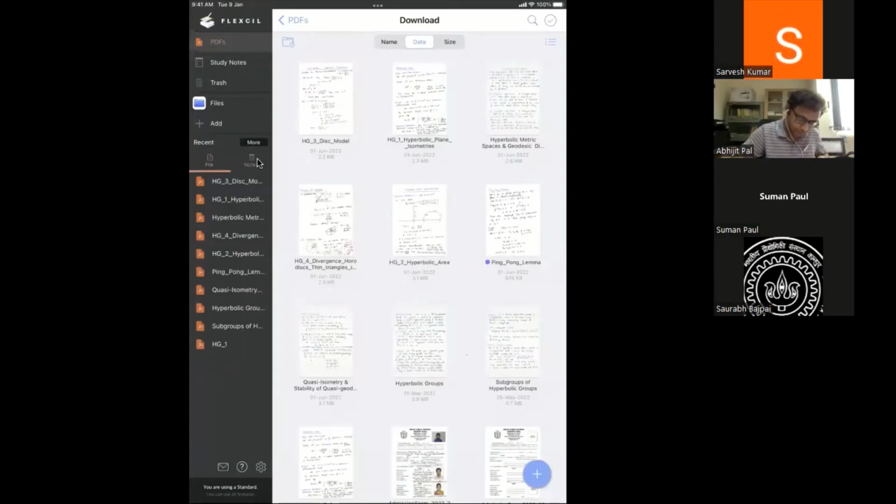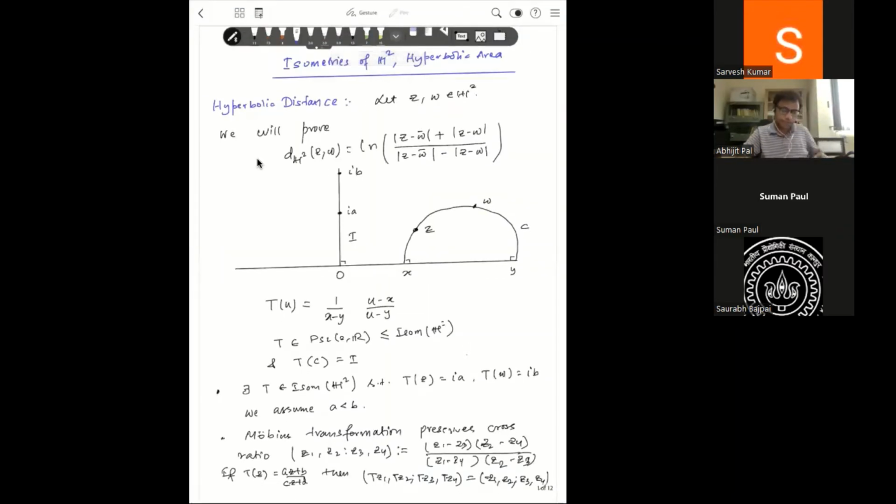Okay, so then let us move to this. I think I have stated this once in the overview, when I mentioned this distance function. So how do you get an explicit formula for this hyperbolic distance? Let us take two points Z and W in the upper half plane. What we are going to prove is that the distance between Z and W is given by this formula.